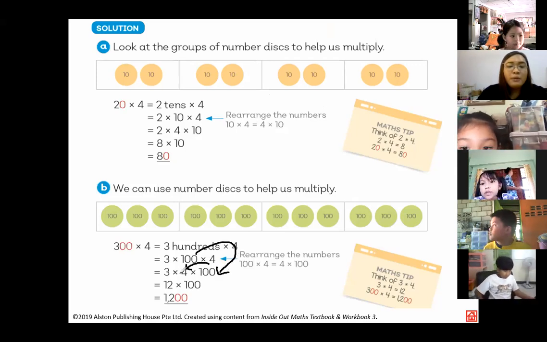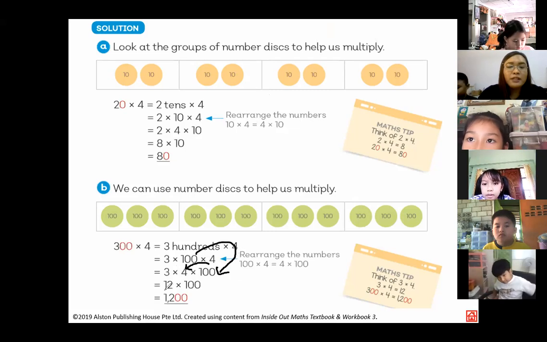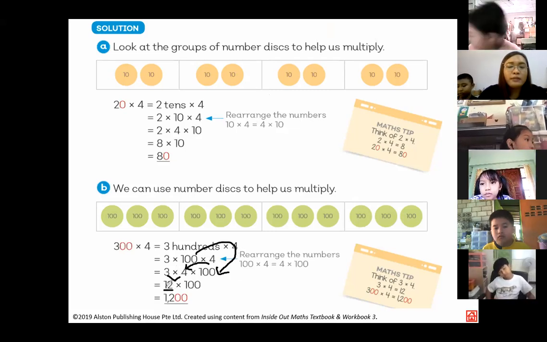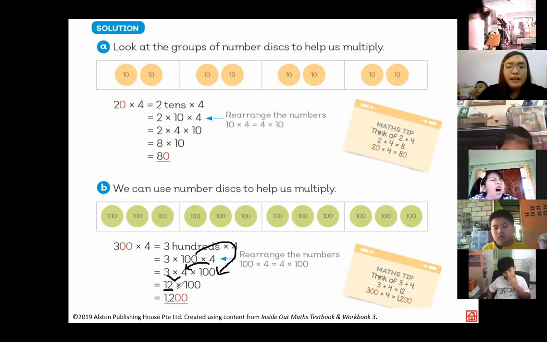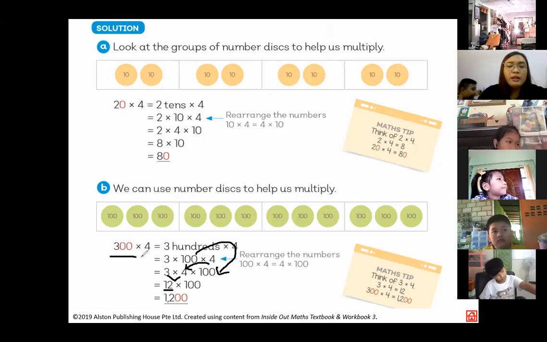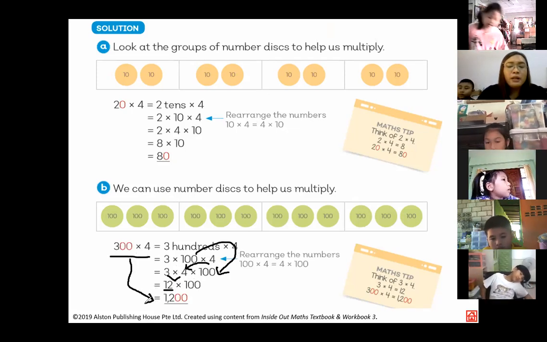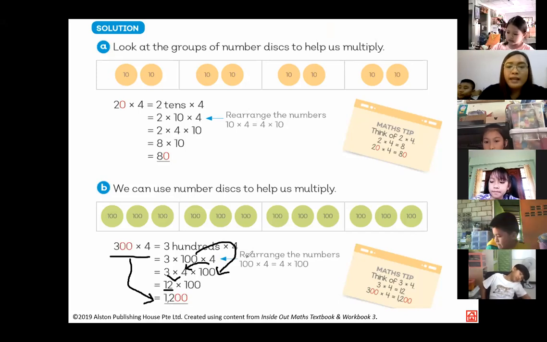So 3 multiplied by 4, that's 12. And then just copy times 100. Now 12 times 100, and that is 1,200. So 300 multiplied by 4, that's 1,200. Okay, let me give you another example.